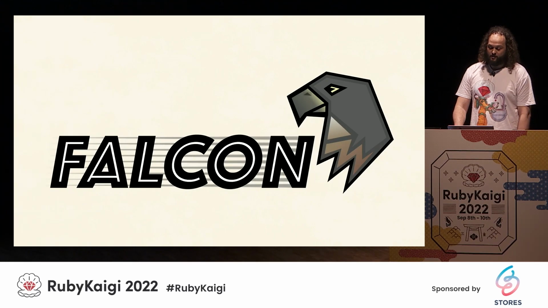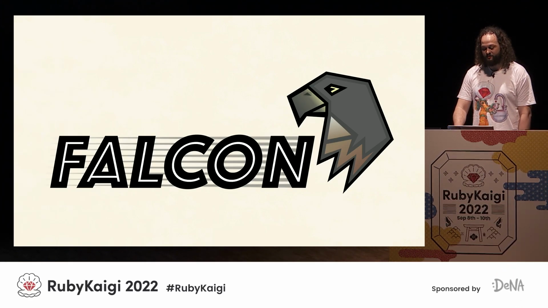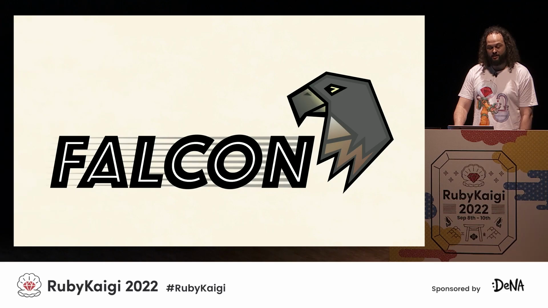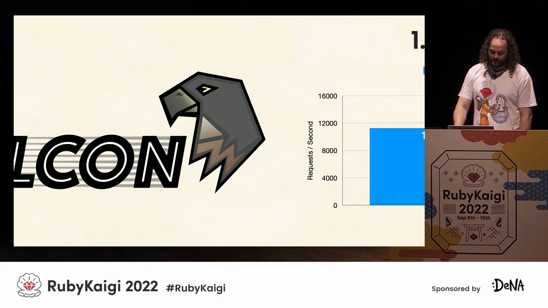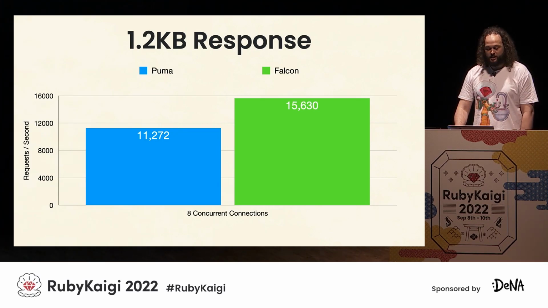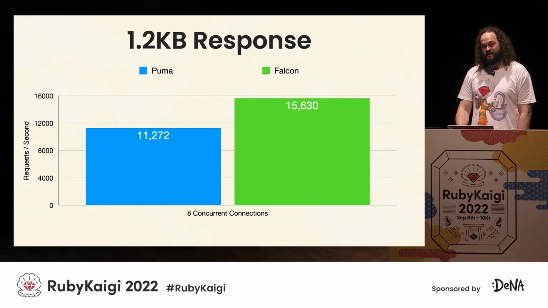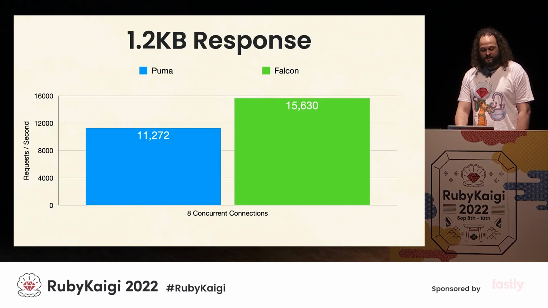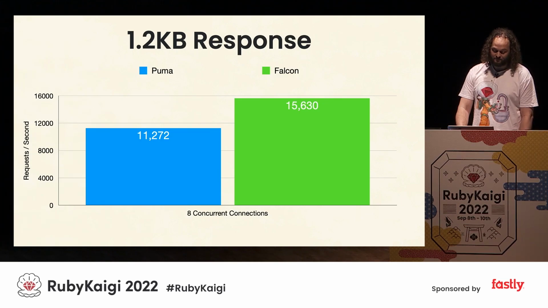Falcon is a web server built on top of Async and can help your application handle lots of requests, especially in the presence of blocking operations like database queries and HTTP RPCs. Let's compare Falcon with Puma. Both servers are capable of handling more than 10,000 requests per second. This synthetic benchmark generates a small response of around 1,200 bytes. You can see both servers perform well.